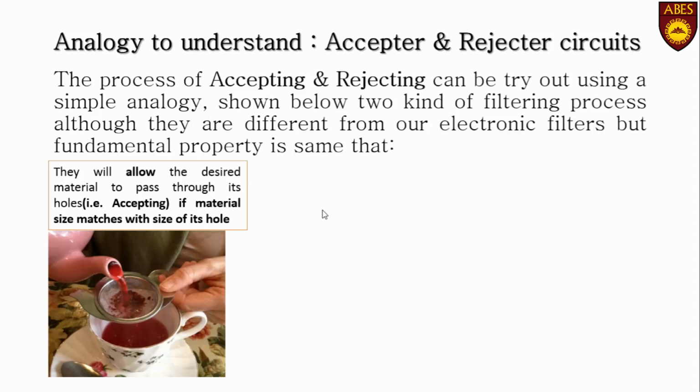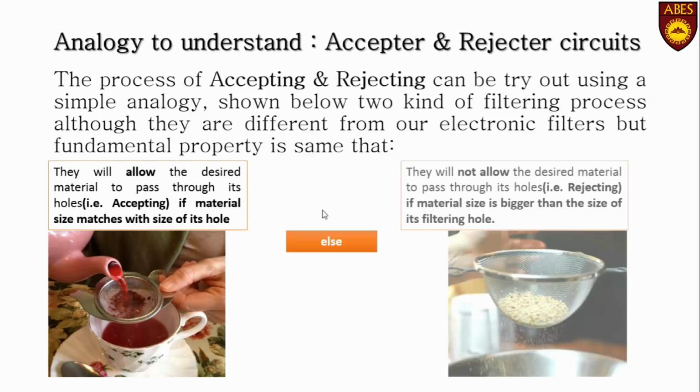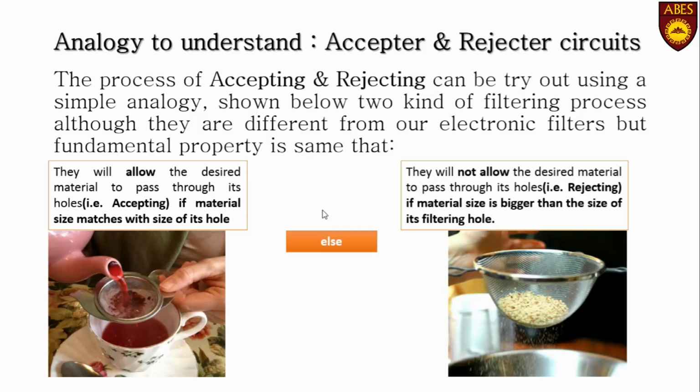However, the process of rejecting is a bit different. Suppose we are having a mixture of pulses, and we'll have to filter out these pulses with the help of the same filter. But in this case, the operation is a bit different, that this same filter will not allow the desired material to pass through its holes, that is, if the material size is bigger than the size of its hole. So in these two different cases, in first case, the desired material is passed through the filter. However, in second case, the desired material is rejected by this same filter.